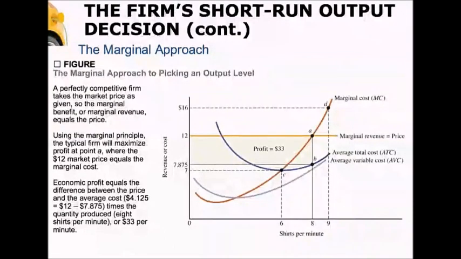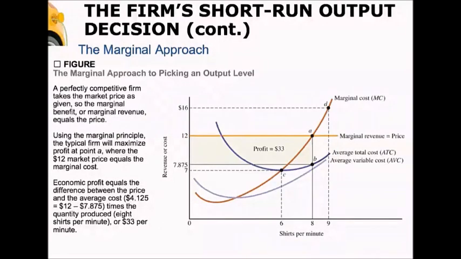Now, this is a little complicated graph, but as long as you understand the cost curves, you can figure out how to use it. This orange curve is the marginal cost curve. This dark blue or almost purple is average total cost. Here's average variable cost. And this is the marginal revenue line, which is equal to the price in a perfectly competitive market. And so we have, again, shirts per minute being produced and dollar amounts on the vertical axis, and the price is equal to 12.